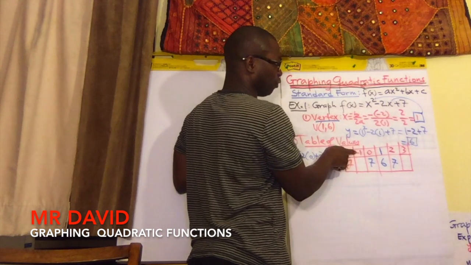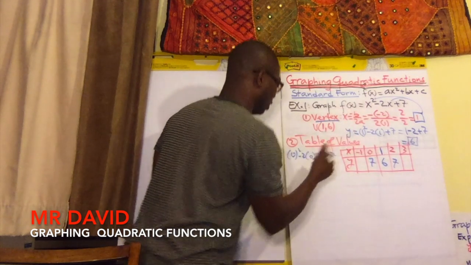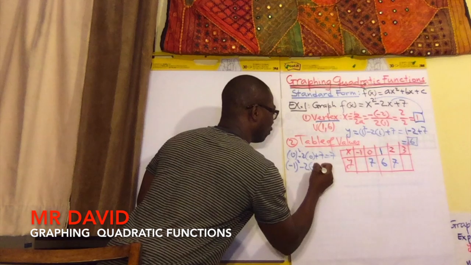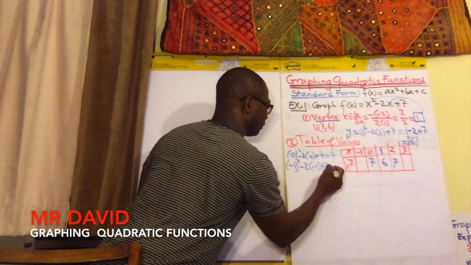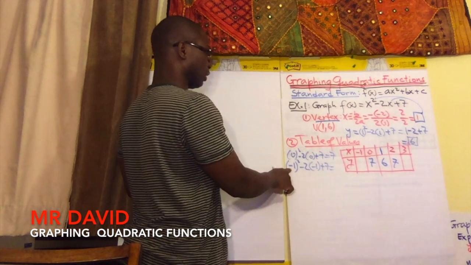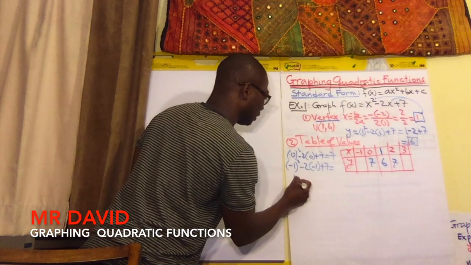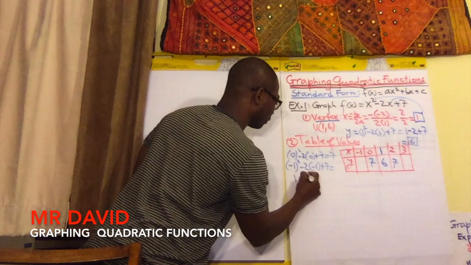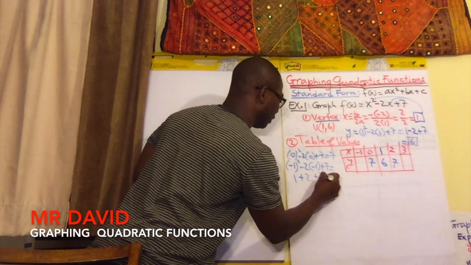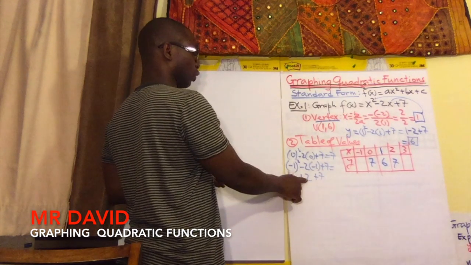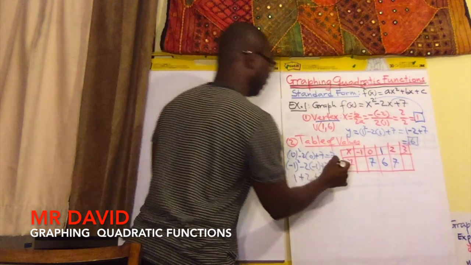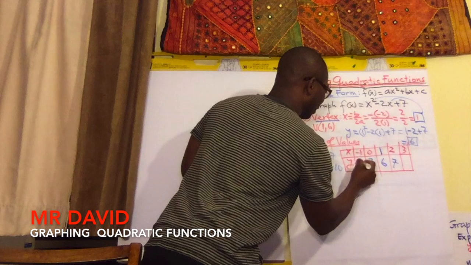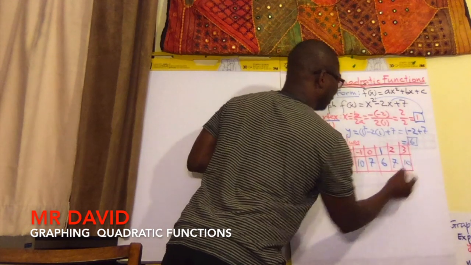Now let's plug in -1. I'm going to plug -1 here. So -1 squared minus 2 times -1 plus 7. Okay? So -1 squared is 1. Minus 2 times -1 is positive 2, plus 7. So it gives us 1 plus 2, 3 plus 7, 10. Okay, so we get 10 here, and we get 10 here.